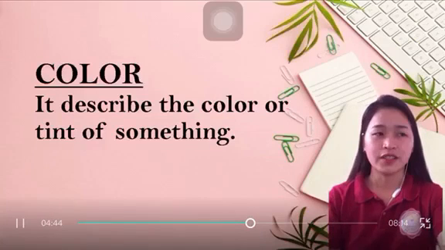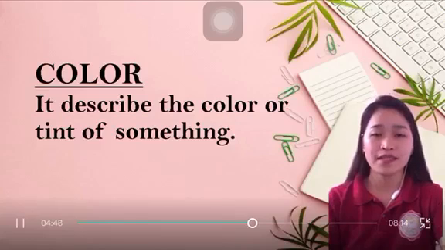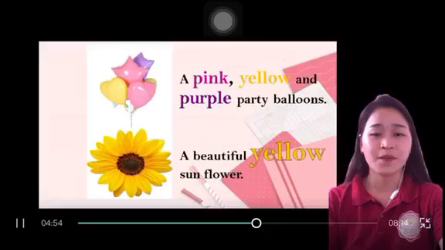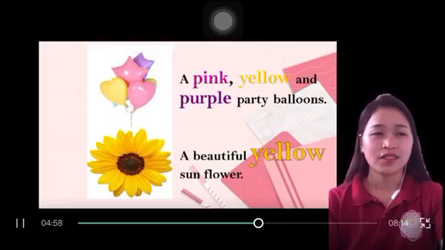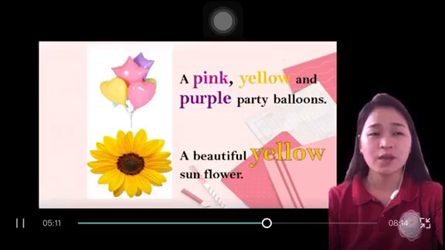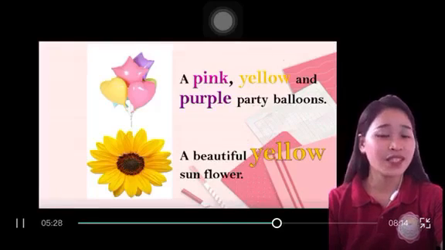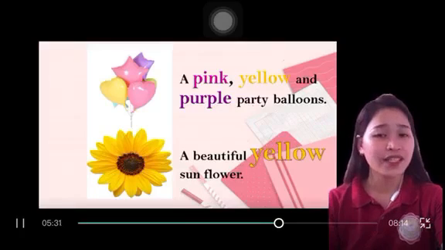Next is color. It describes the color or tint of something. So, how can you describe the balloons and the flower in the picture? For example, those pink, yellow, and purple plastic balloons, and a fresh yellow sunflower. Pink, yellow, and purple are the examples of the color, and balloons is the noun. Next is a fresh yellow sunflower. Fresh is the example of the opinion, yellow is the example of the color, sunflower is the noun.